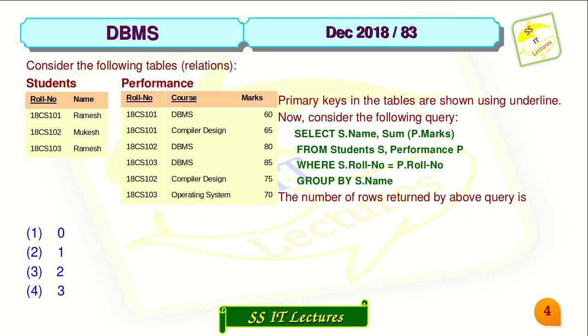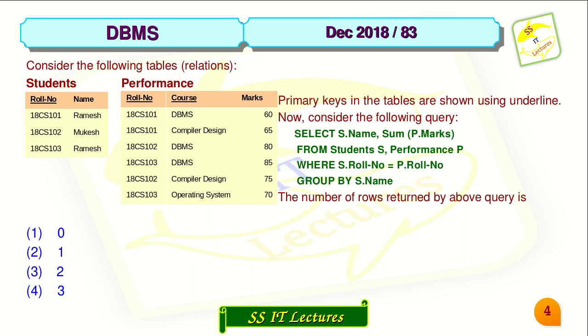Next they have given the 2 tables, students and performance, with the columns and values. Roll number is the primary key of student table with another column name. In performance table, roll number and course are the primary keys and mark is another column. And they have given the query, and from the query we have to find the total number of rows returned by the query. Select S dot name, sum P dot marks.